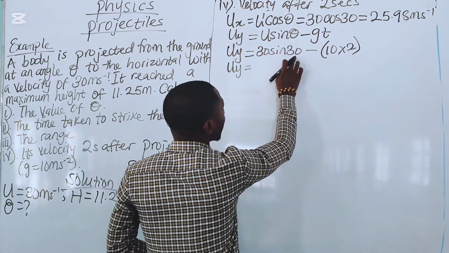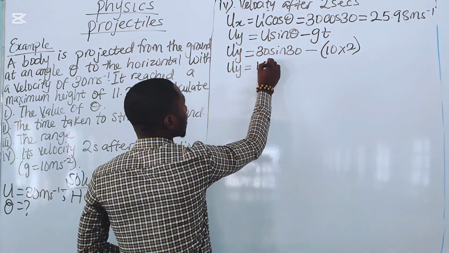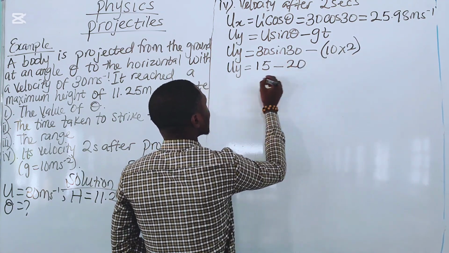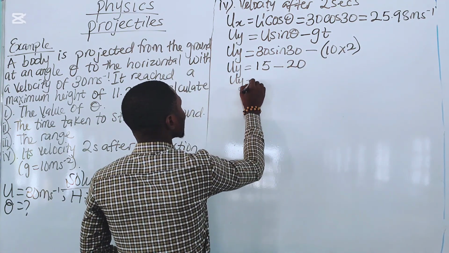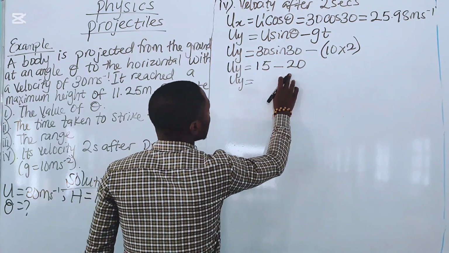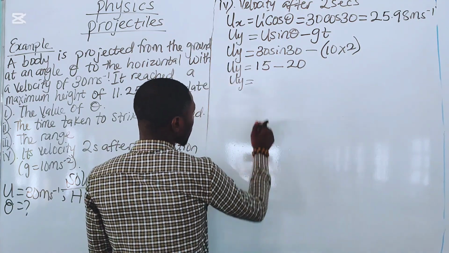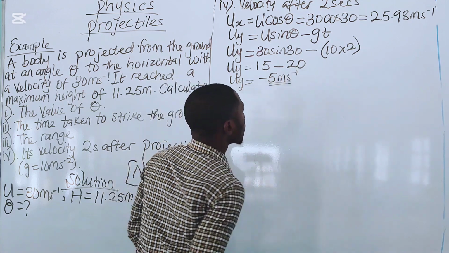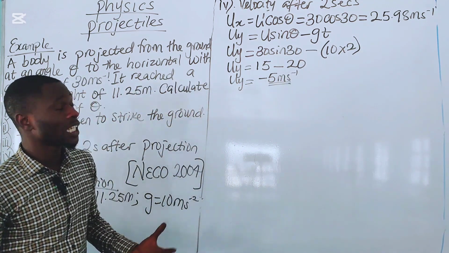So our uy now becomes 30 times sine 30. Sine 30 is 0.5, so 0.5 times 30 will give us 15, minus 10 times 2, which is 20. So uy becomes 15 minus 20. That will give us minus 5 meters per second.